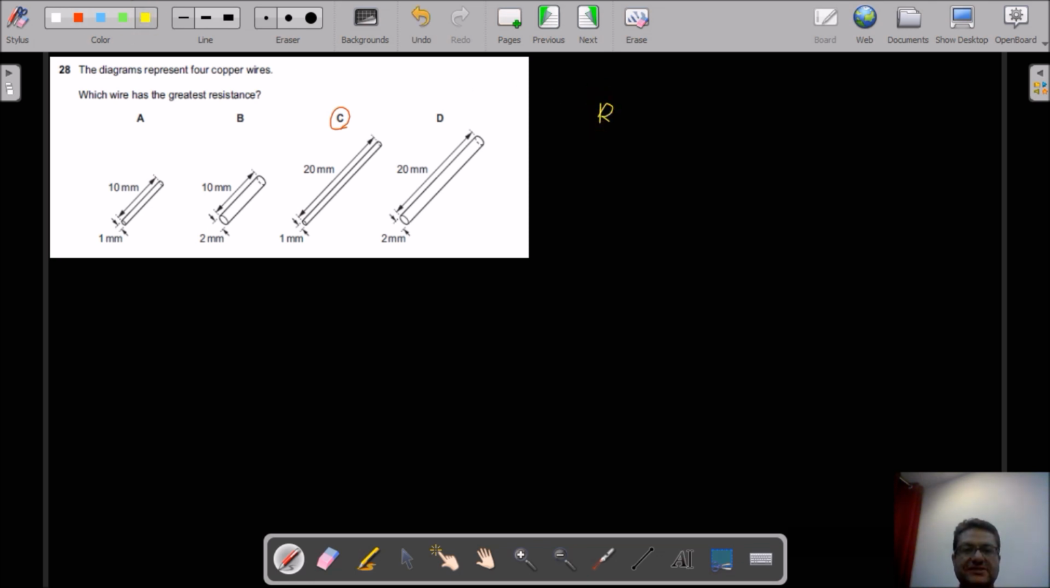Okay, we know that resistance is equal to resistivity times the length divided by cross-section area of the wire. For greatest resistance, first of all, resistivity depends on material. So for greatest resistance, we need largest length and a smallest cross-section. So largest between 10 and 20, so you should choose 20. So that's why A and B will be wrong. Between C and D, cross-section area should be the smallest. That's why C is right.